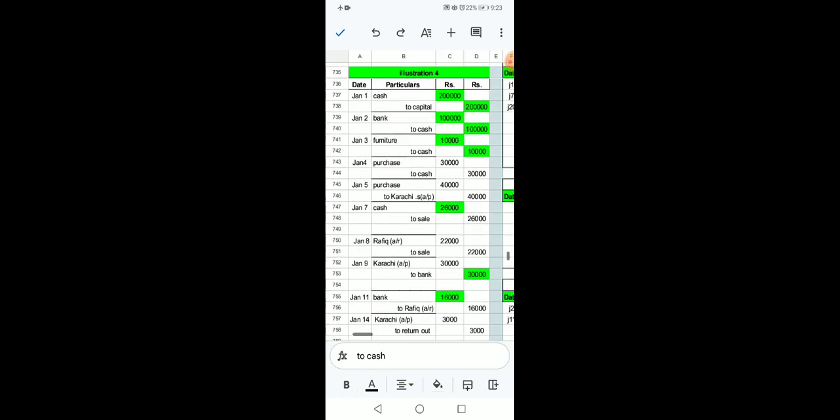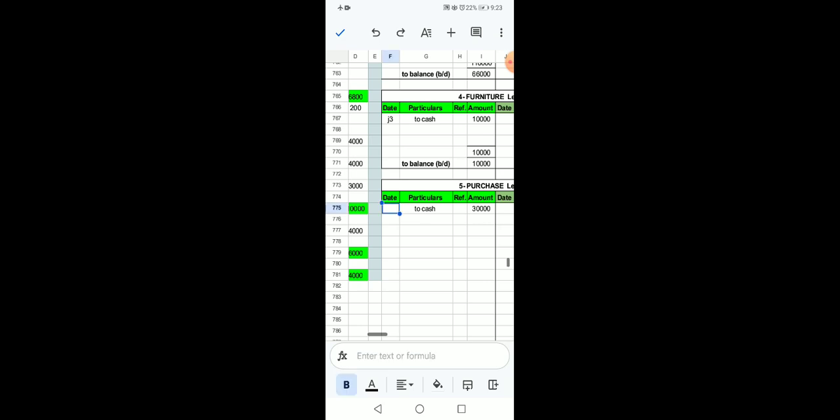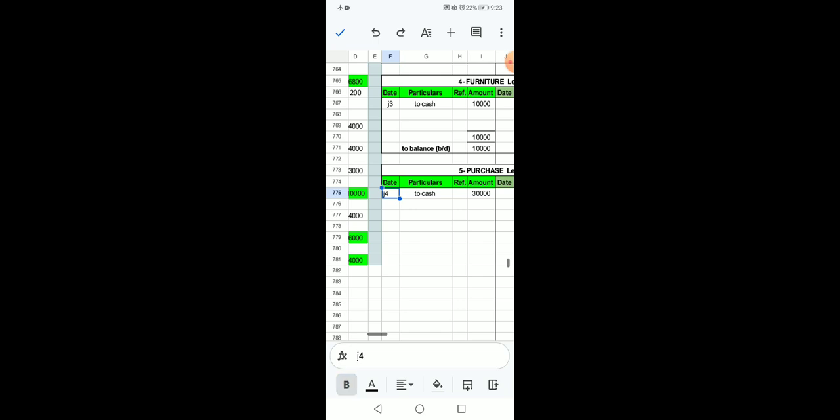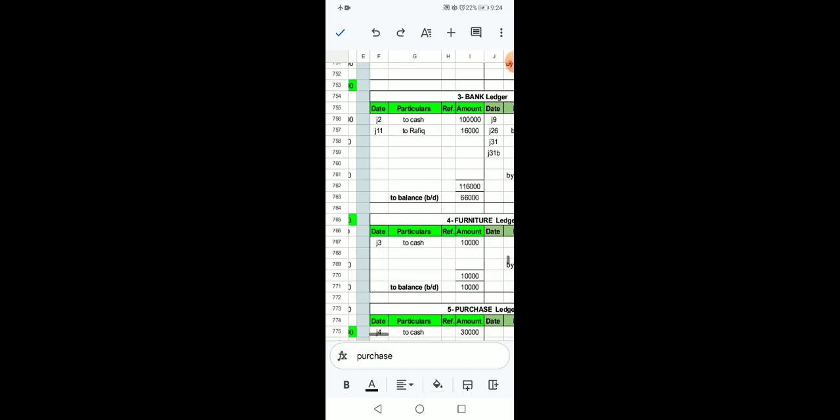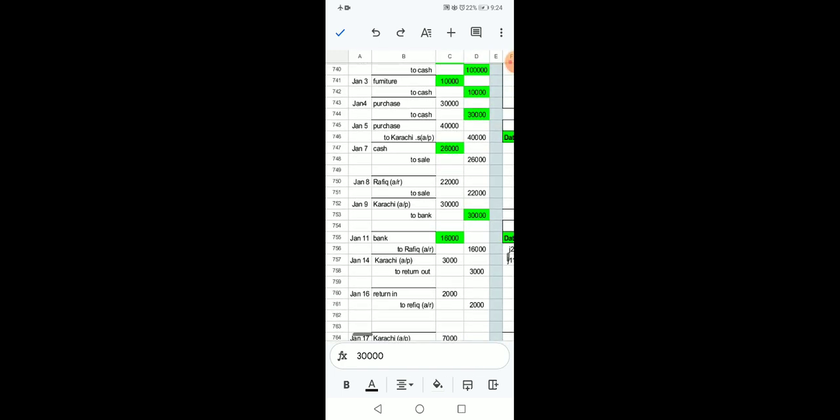Now see what the date of 30,000 was. It is January 4. Put the date over here, that is January 4. This way you have completed the posting. Alright guys, first posting is completed. With reference to purchase, we have posted this 30,000 on the debit side. Now we will be looking if there is any other entry including purchase.